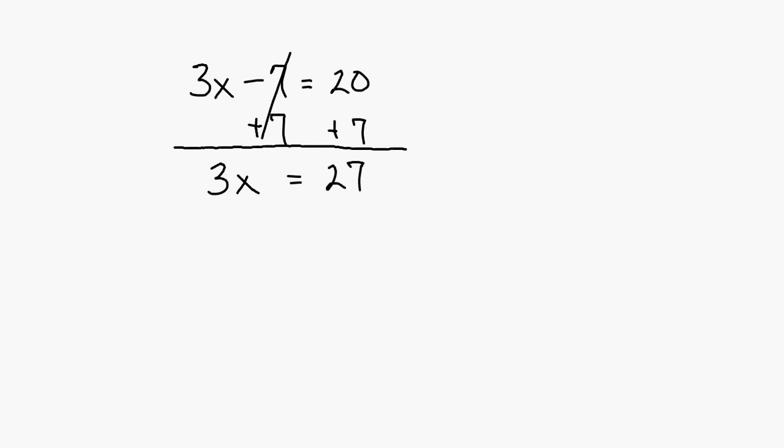Next step. Divide both sides by 3. The 3's will cancel. The x falls straight down, and x is going to be equal to 27 divided by 3? 9. Very good. And circle your answer.